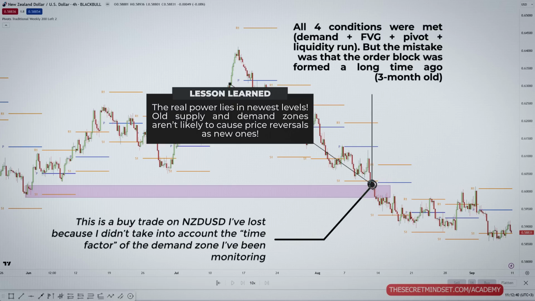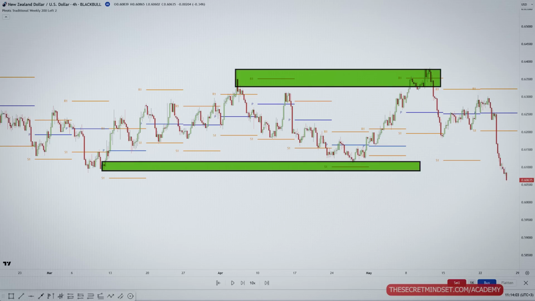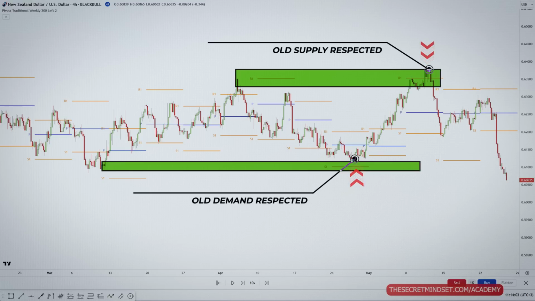I used to believe that old supply and demand zones are just as likely to cause price reversals as new ones. I thought that old zones work just as well as new ones without any difference. And when you look at the charts, it might seem true. You'll see old zones making prices reverse quite often. If you check charts from weeks or months ago, you'll find old zones that made prices turn around.